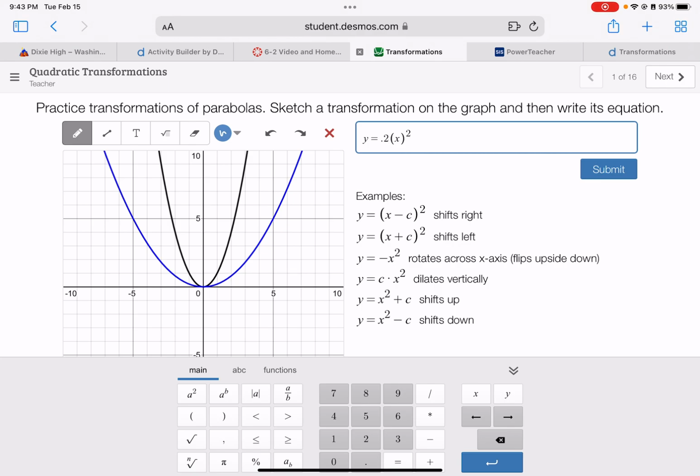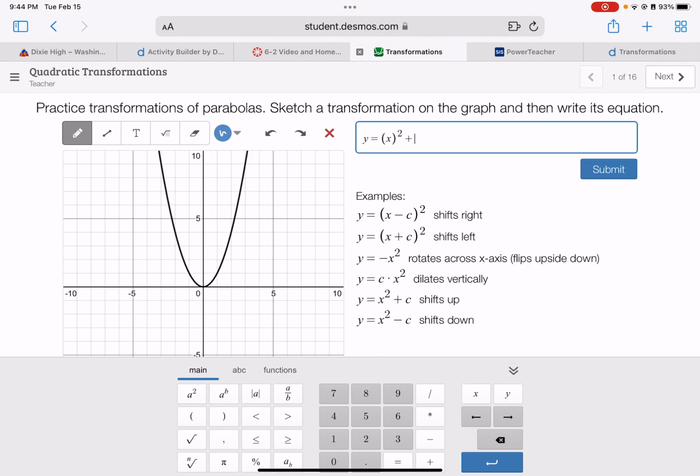So this page is just here to kind of play around with and see what different things do. Go ahead and try seeing if you can shift it up. That's adding a number after the x squared. So if we add over here, add 5, you can add whatever you want. You can see how it changes it. Add 5, add 3. It's going to shift it up that much.